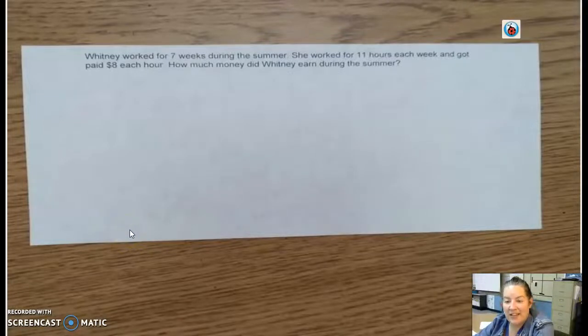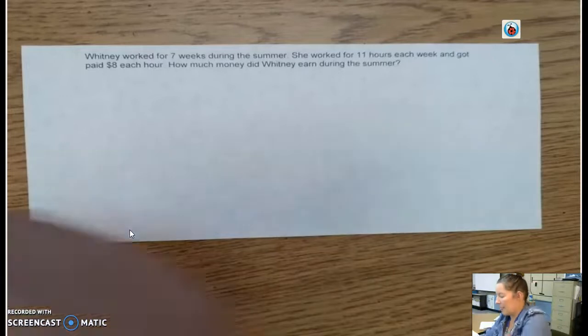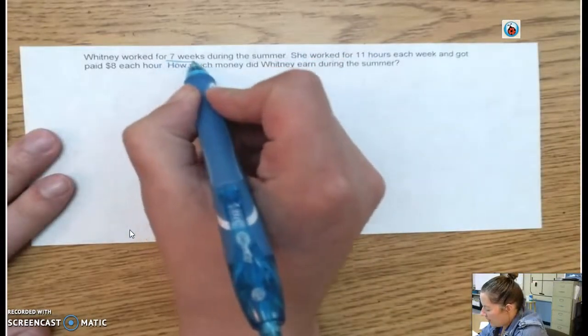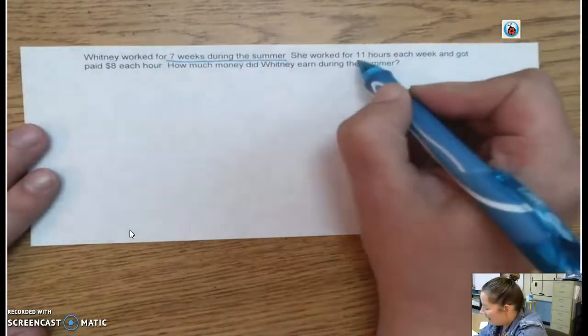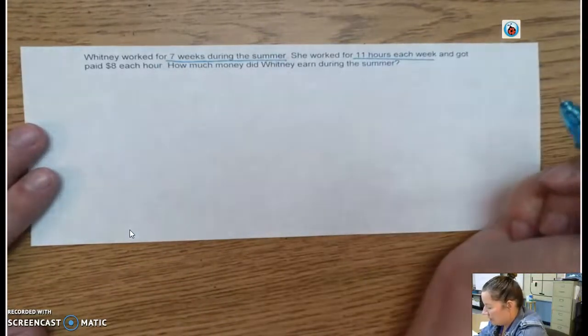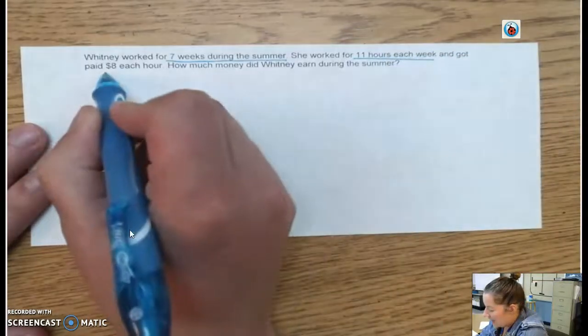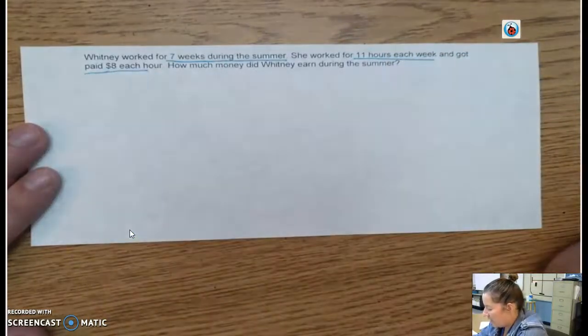Okay, let's look at the second one. Remember, pay attention. These are going to be very similar to ones you're going to see tomorrow that you have to do on your own. So this one says, Whitney worked 7 weeks during the summer. She worked for 11 hours each week, and she got paid $9 for each hour.